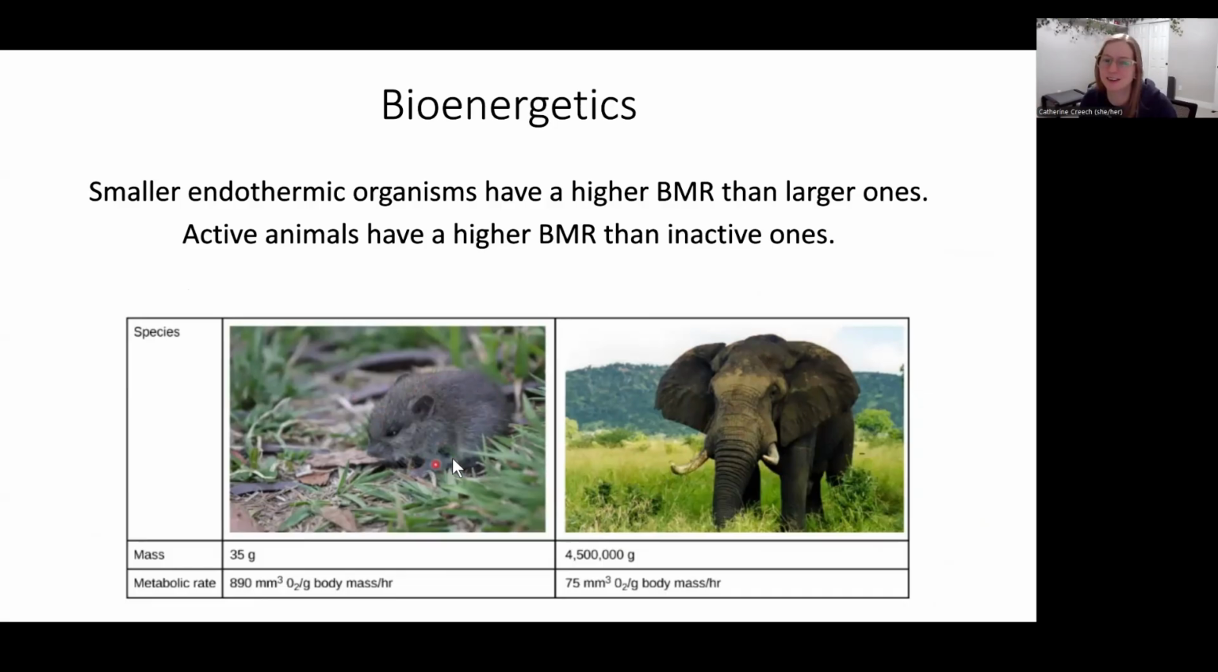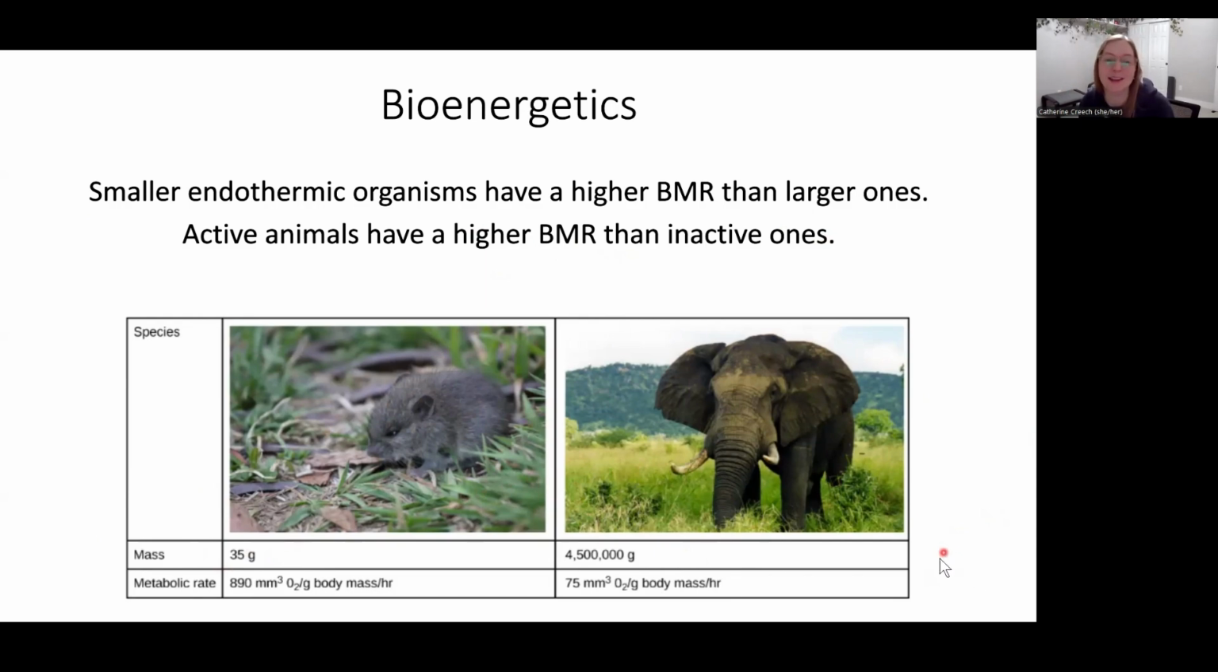and the needs are so different that it turns out to be a little bit reversed than what I think is intuitive. Active animals are always going to have a higher metabolic rate than inactive ones. And so here, if we look at this, we have a little harvest mouse and we have an elephant. We have their mass. The little harvest mouse is about 35 grams, so itty bitty. And then our elephant is 4,500,000 grams. I'm sorry, 500,000 grams.